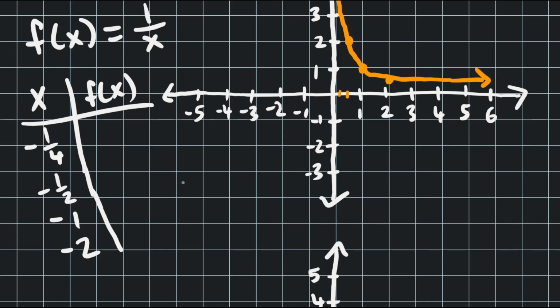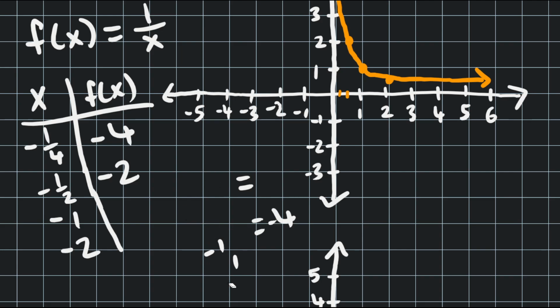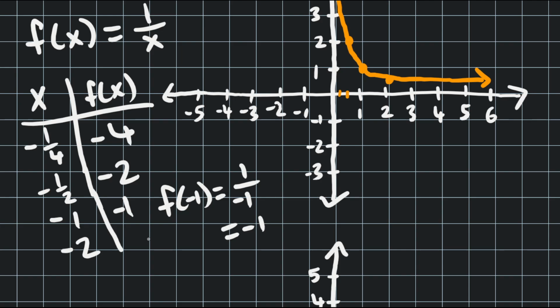So let's just do the same thing. What is f of negative a fourth equal to? F of negative a fourth equals 1 over negative 1/4, which is negative 4. You could probably guess f of negative a half is negative 2. And then let's do f of negative 1. Let's evaluate that. F of negative 1 equals 1 over negative 1. 1 divided by negative 1 is negative 1.